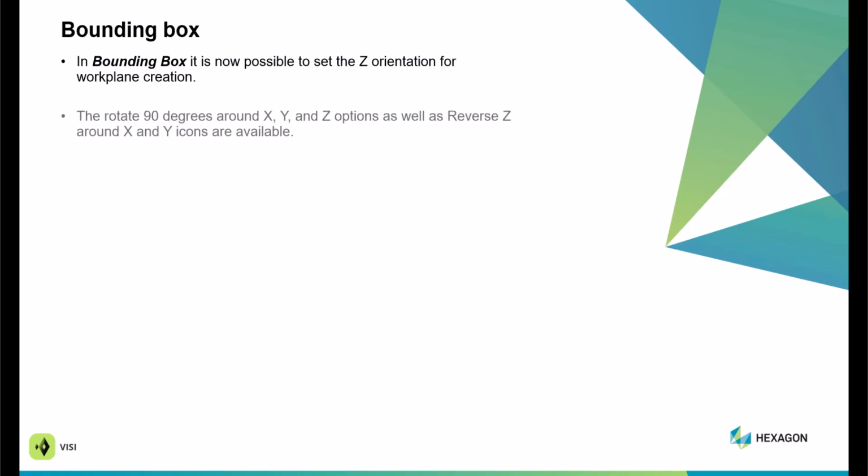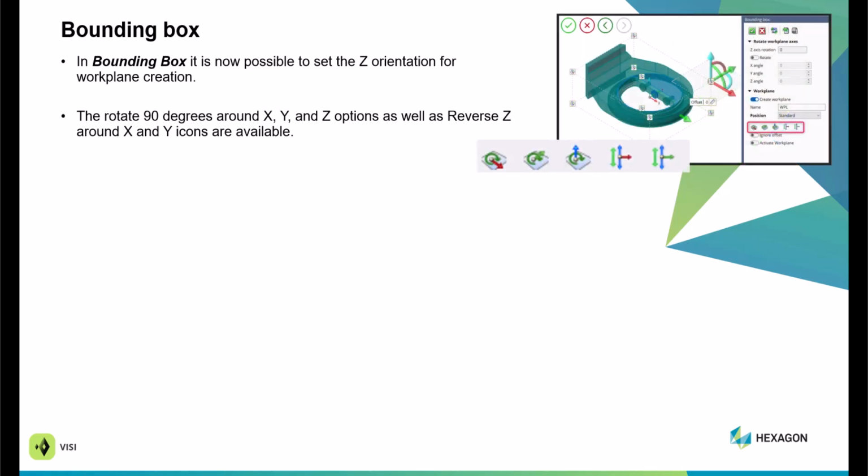Now we're going to talk about what's new within Bounding Box. In Bounding Box, it's now possible to set a Z orientation for the workplane creation. There are some options to rotate 90 degrees around X, Y, and Z, as well as reversing the Z around the X and Y icons. Very similar to Transform Workplane.